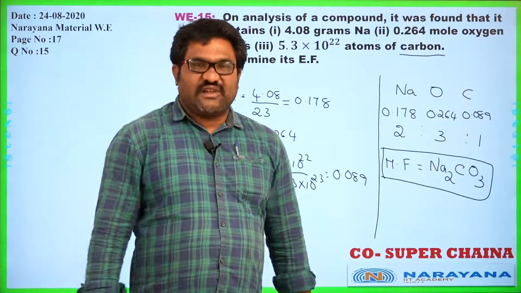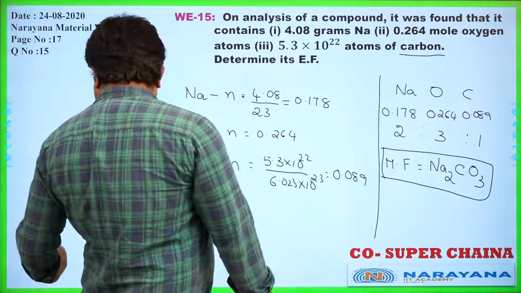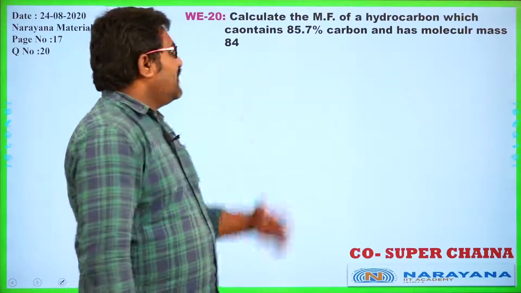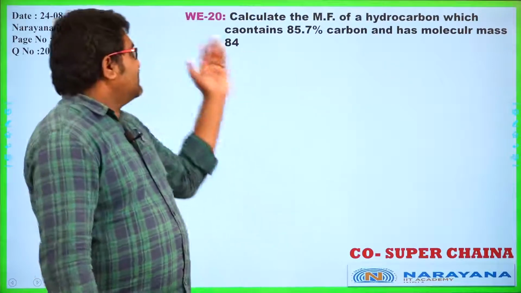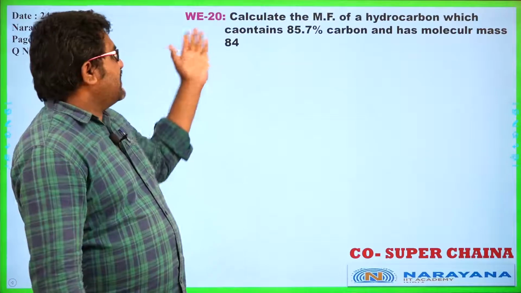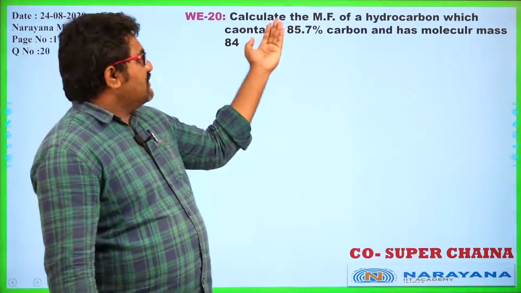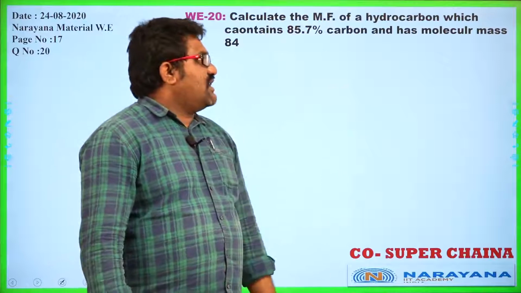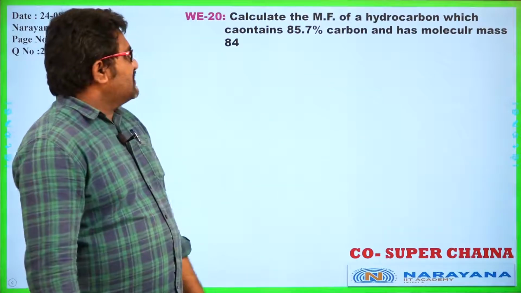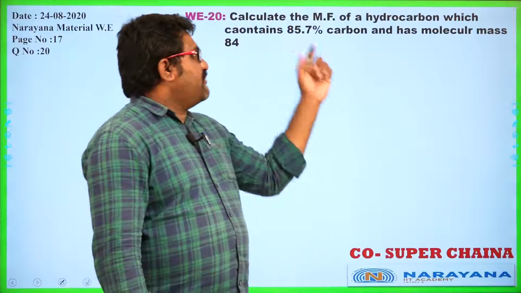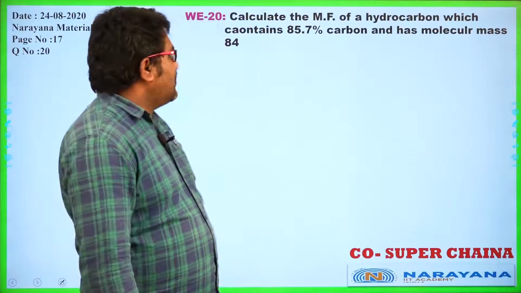Okay, let us go for the next question. This is also a worked example from our material, problem number 20. Calculate the molecular formula of a hydrocarbon which contains 85.7% carbon and has molecular mass 84.